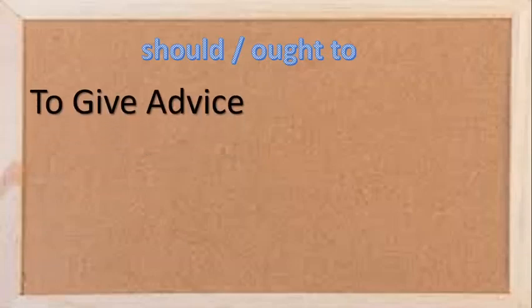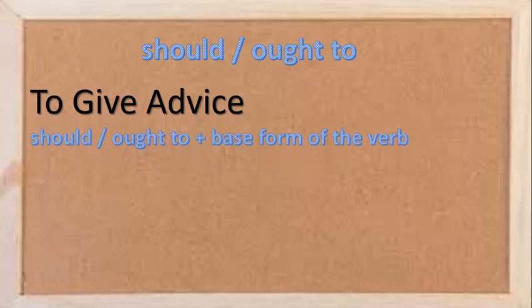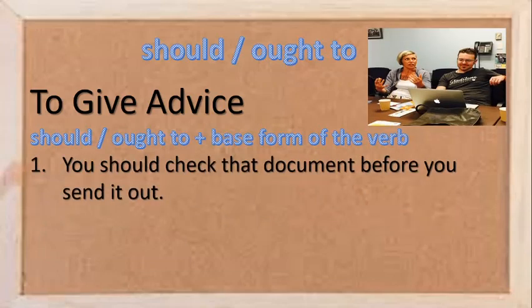Let's proceed. Should or ought to. How do we use this? We have a special use where we can use ought to or should as interchangeable elements. When you want to give advice, we have a special rule to employ these. We can either use should or ought to plus the base form of the verb. Let us look at this example. You should check that document before you send it out.